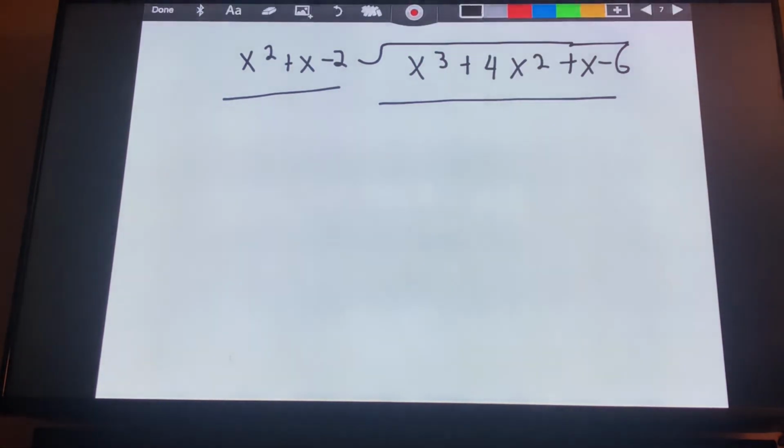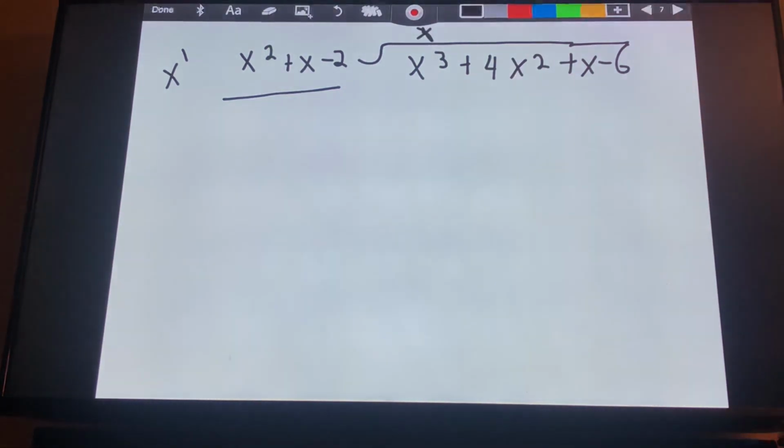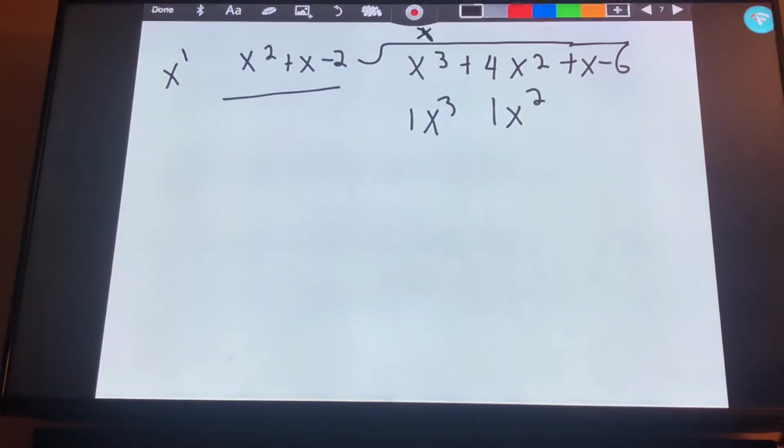So I think what I would do is I would probably try to do x to the first for all these. Because if I do x to the first, I can put x to the first here, and that would give me 1x to the third, 1x to the second, and then just -2. Okay? Now what I want to do is I need to figure out, you guys remember when we did substitution and elimination?